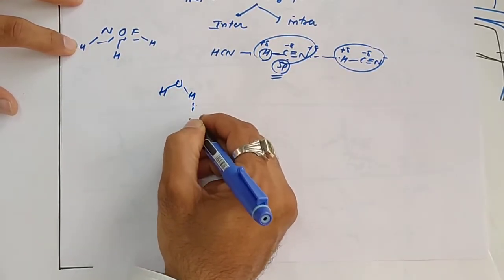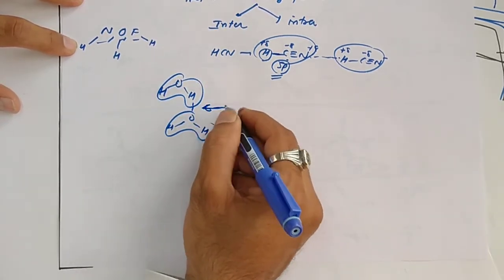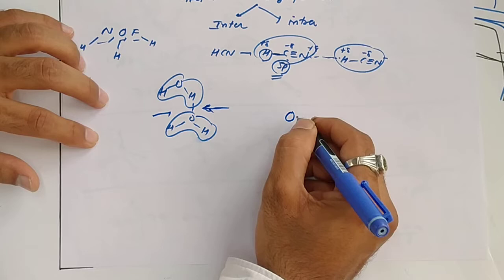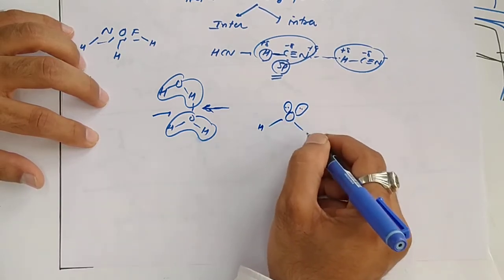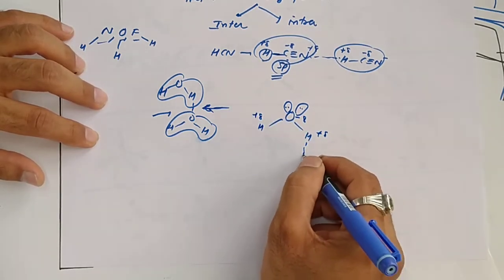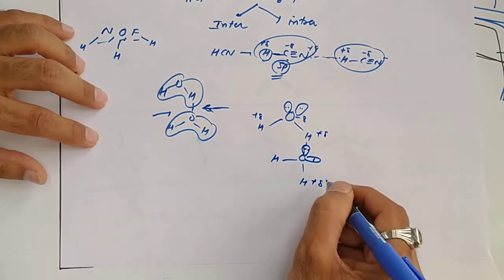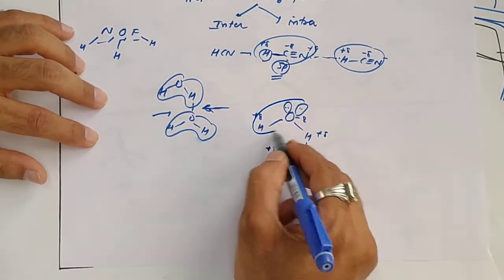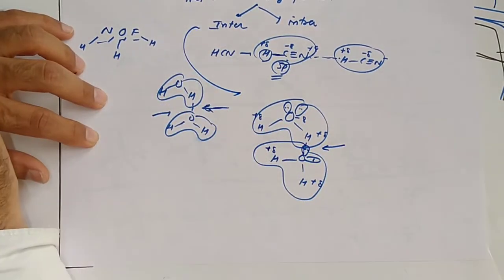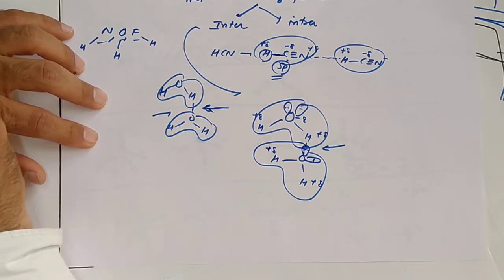Whenever a hydrogen bond occurs between two different molecules, here oxygen has two lone pairs. Polarity is maximum between hydrogen and oxygen. So the positively charged hydrogen is attracted toward the lone pair of the oxygen of the second molecule of water. So this is inter hydrogen bonding.